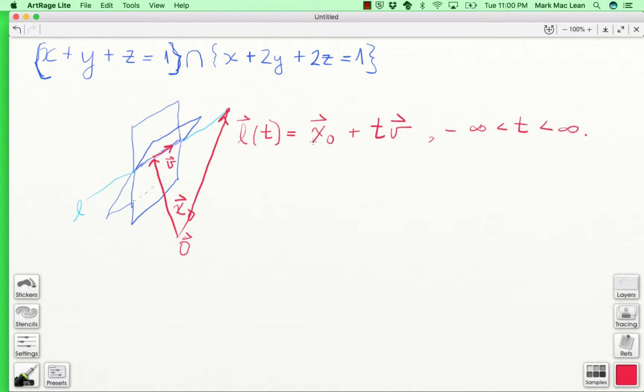And so we need to find x naught. We can figure out x naught, and if we can figure out v, then we have this set up, and from it we can draw parametric equations.